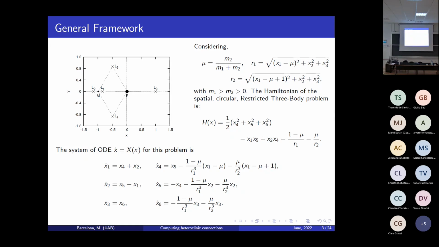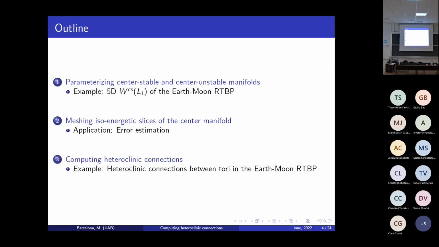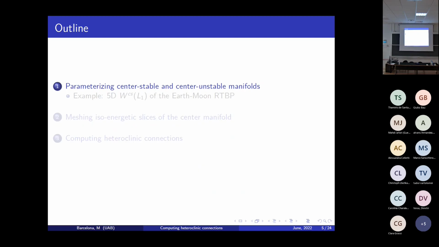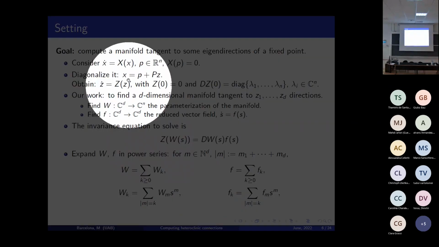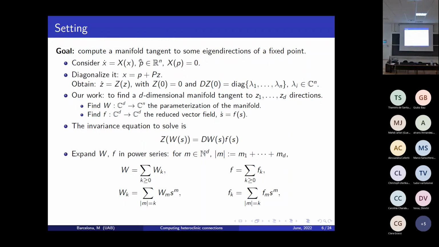of the big one. Just to recall the parameterization method, we will start by recalling the parameterization method to introduce our new extra style. Our goal is to compute a manifold tangent to some eigendirections of a fixed point that we call P, associated to a vector field X. In order to do that, we diagonalize it by using this linear change of variables, where we take P as the matrix of the eigendirections that we want our manifold to be tangent to.